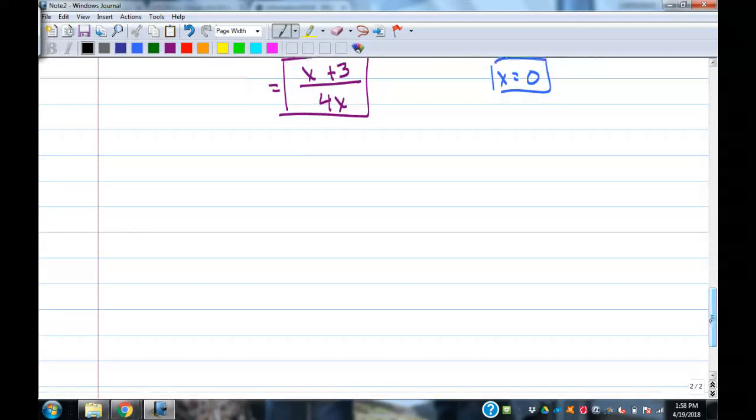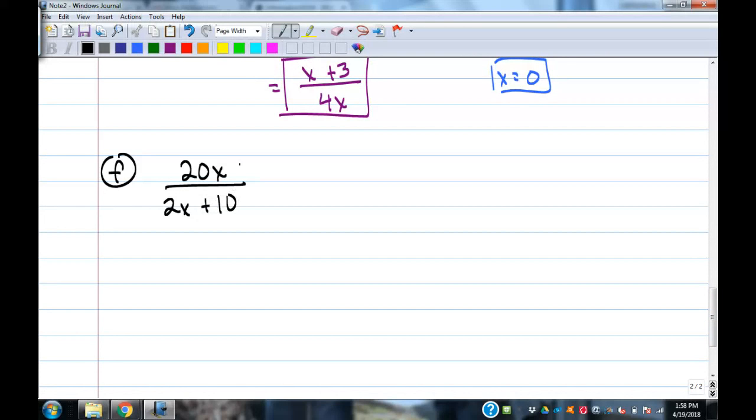Let's turn it up a little bit more. 20x over 2x plus 10. It's just similar, just putting the single term on the top this time. Okay? First thing we do, find the EV, right? So we get our excluded value. 2x plus 10 equals 0. Subtract 10.